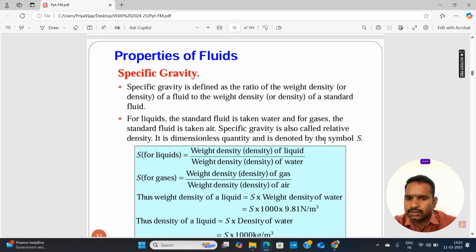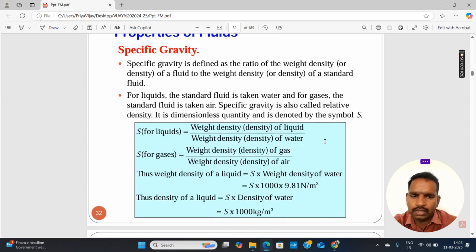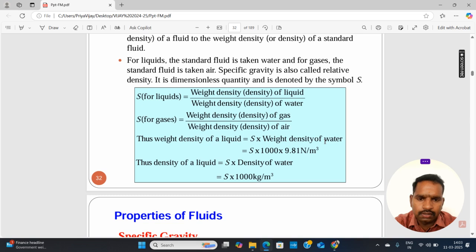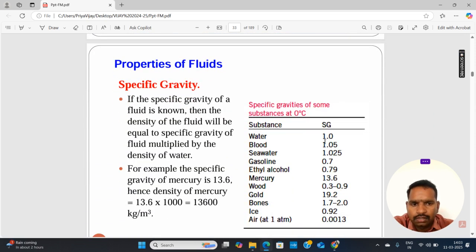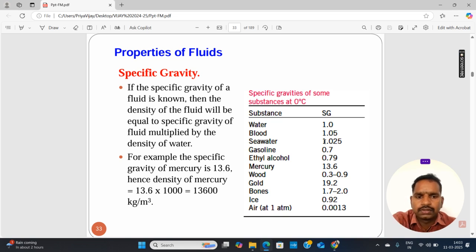If it is water, you just multiply the given specific gravity value by 1000 to get the density. And if it is a gas, then you multiply with the weight density of the standard air, which is 1.27, so that you can directly get the density of the gas. Similarly, the specific gravity of mercury is 13.6. To determine the density of mercury, the standard fluid is water, so multiply with 1000: 13.6 into 1000, so 13,600 kilogram per meter cube.